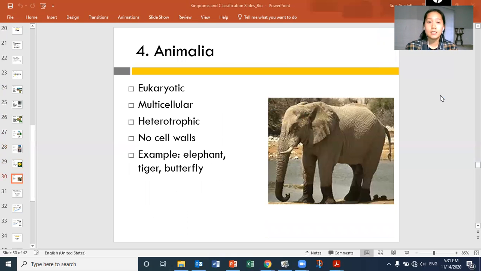And then the kingdom of Animalia is obviously for animals, right? Animals are eukaryotic, they're multicellular. They're heterotrophic because they don't make their own food. They do not have cell walls. That's the biggest difference too in the cellular structure between animals and plants. And then examples are like elephants, tigers, butterflies, humans, monkeys, dogs. There's plenty of examples that we know better than maybe some of the other groups just because we encounter them more often.